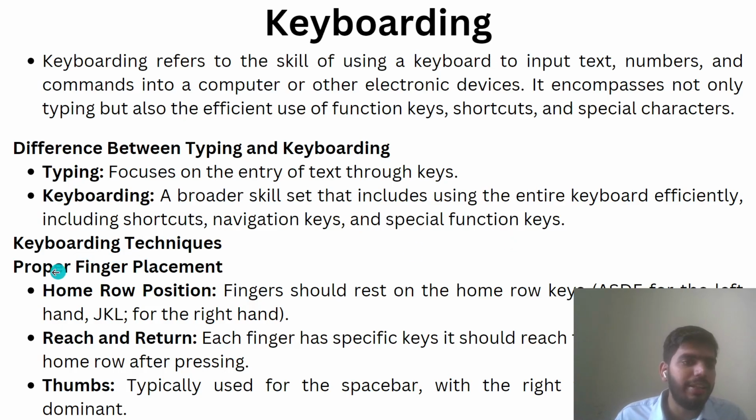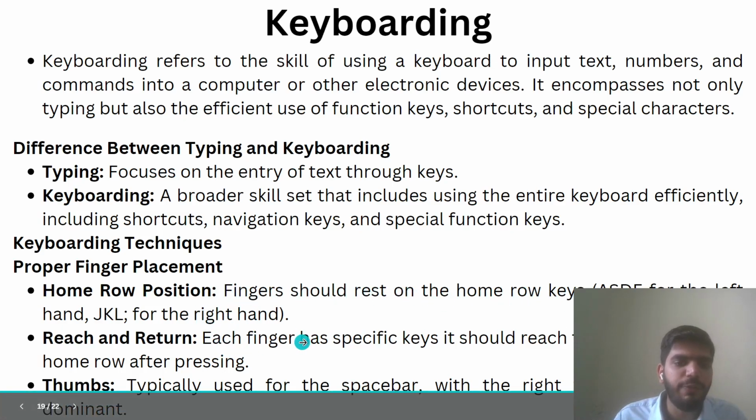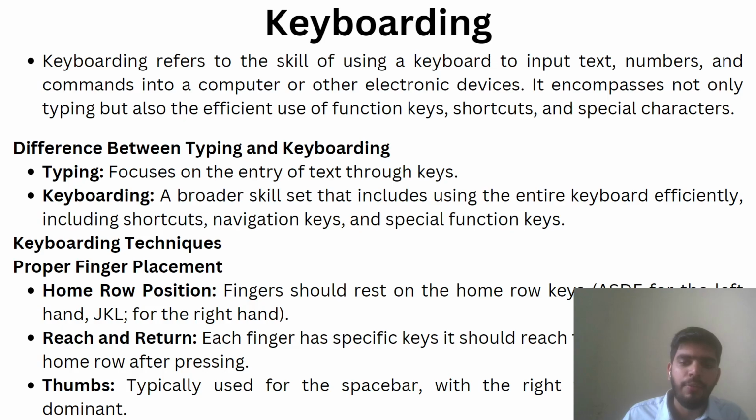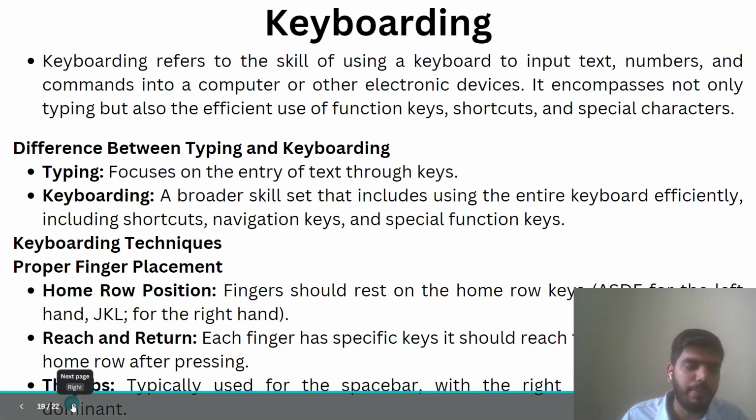Okay, keyboarding techniques with proper finger placement. As we saw, the home row position: fingers should rest on the home row keys. Reach and return: each finger has a specific key. It should reach for and return to the home row after pressing. Thumbs are typically used for the spacebar. I told you both my thumbs are on the spacebar. That is how I am able to type fast, with the right thumb often being dominant. I am a lefty, so my left thumb is dominant.